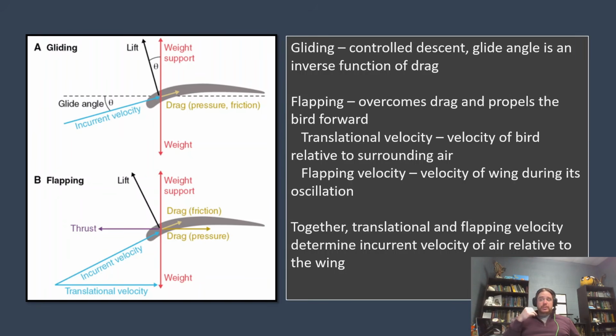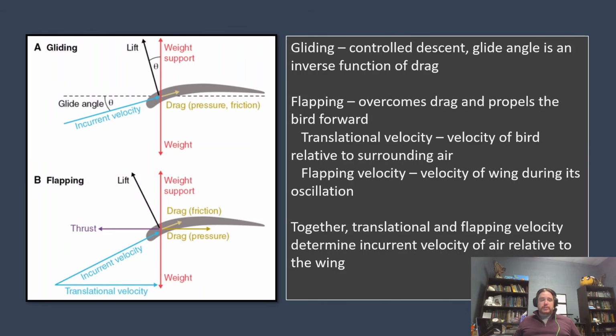I guess I should say that so far we've mostly talked about lift. Lift is getting up off the ground. We have to generate thrust too. We have to generate forward momentum to fly. These are the ways you generate forward momentum: you glide forward or you flap to generate thrust. So this thrust through flapping is a way to overcome drag.